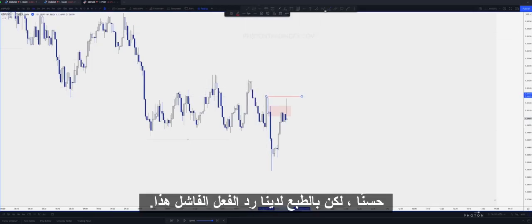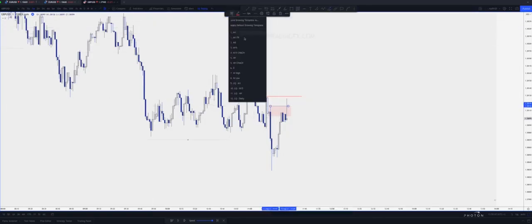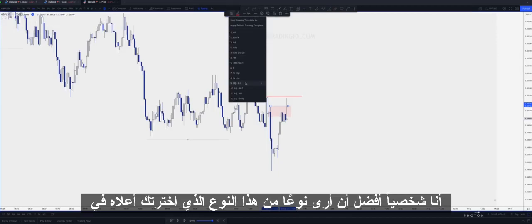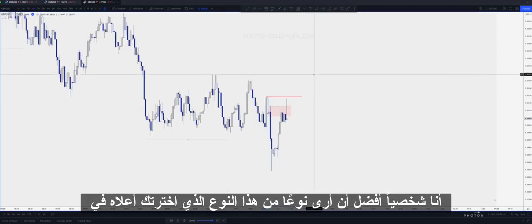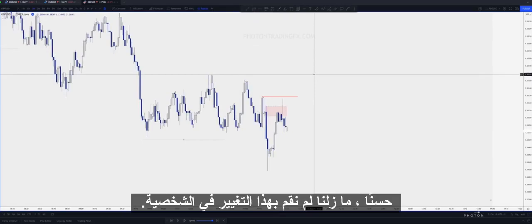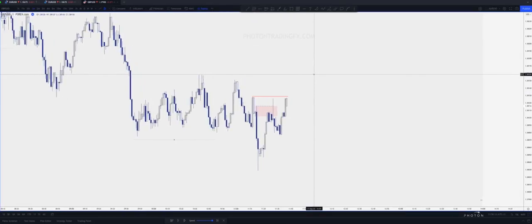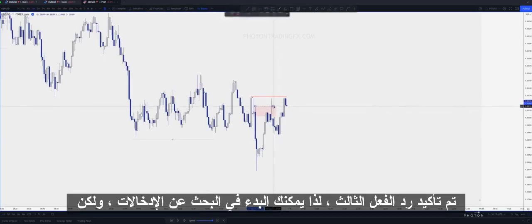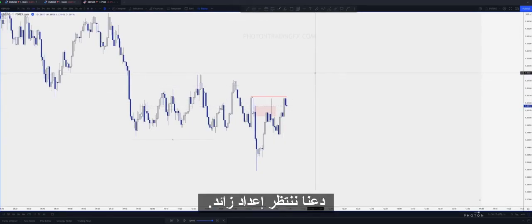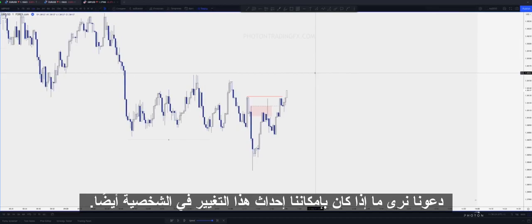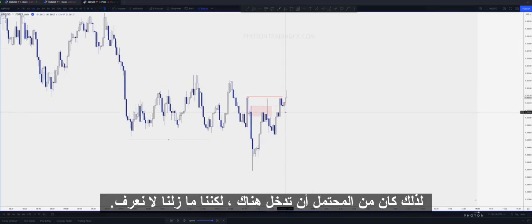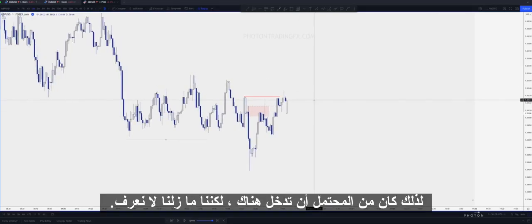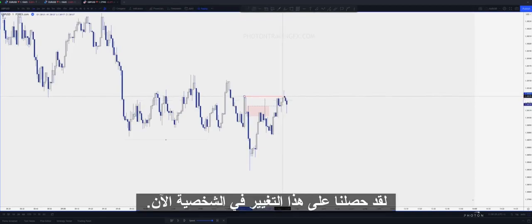All right, but of course we do have that failed reaction. However, it is just a wick break. I personally prefer to kind of see that candle closure above in most cases. So yeah, we still haven't had that change of character. Now we get the closure above, so now we have that confirmed failed reaction. So you could start to look for entries, but let's wait for that A+ setup. Let's see if we can get that change of character as well, right? So you could have potentially entered there, but we still don't. Oh, we have got that change of character now.